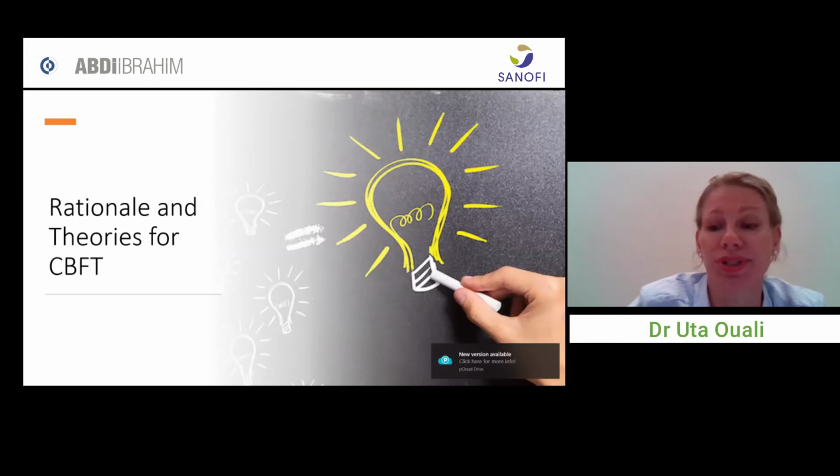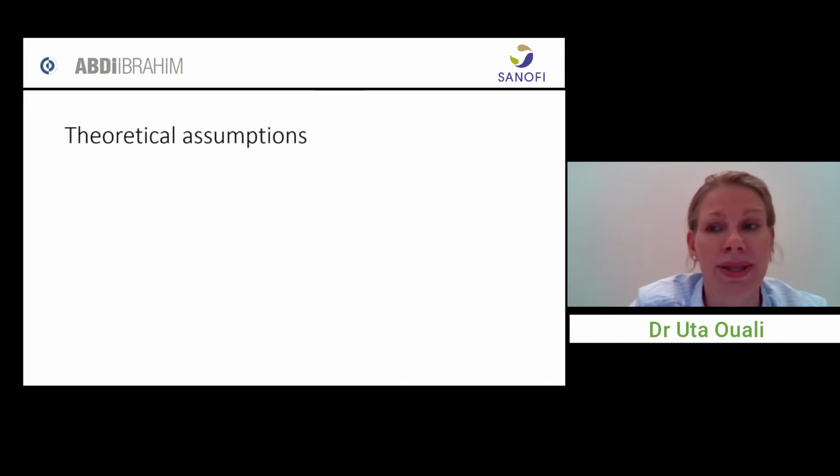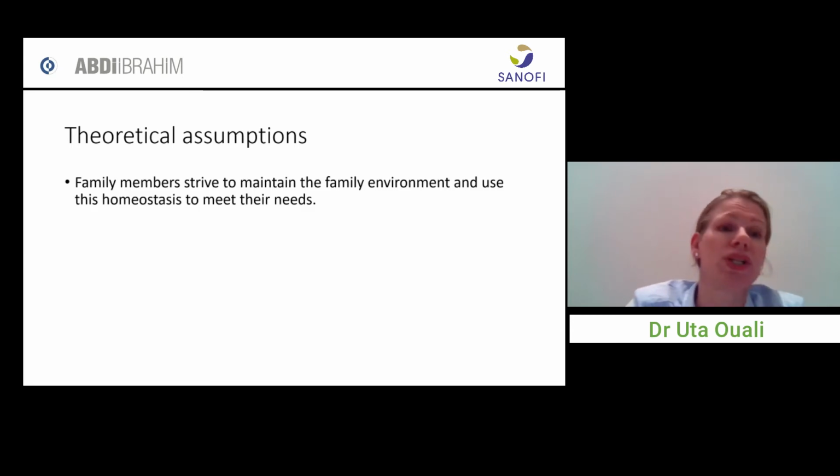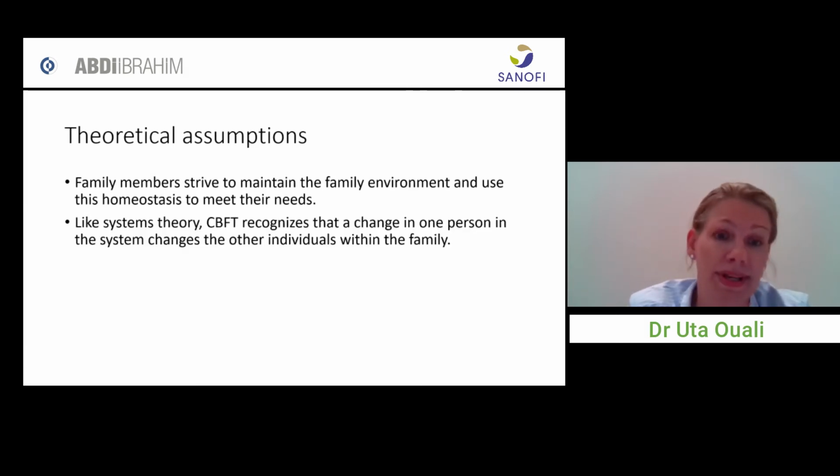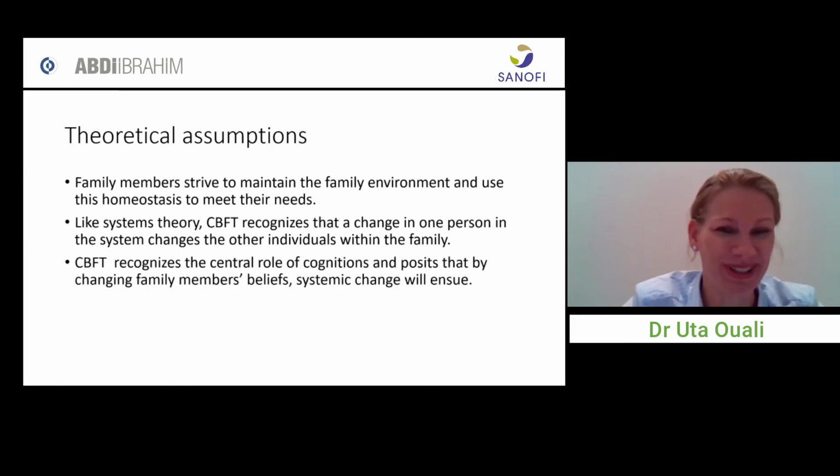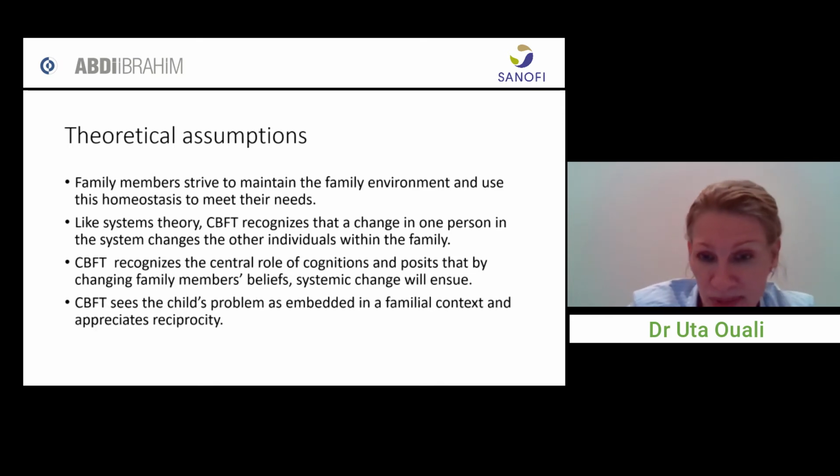Concerning the rationale and the theories for CBFT, there are some theoretical assumptions which I think are very important for the understanding of CBFT. First of all, family members always strive to maintain the family environment and to use this homeostasis to meet their needs. Also, like in systems theory, CBFT recognizes that a change in one person in the system changes all the other individuals within the family. CBFT, of course, recognizes the central role of cognitions and posits that by changing family members' beliefs, a systemic change will ensue. And last but not least, CBFT sees the child's problem as embedded in a familial context and appreciates reciprocity.